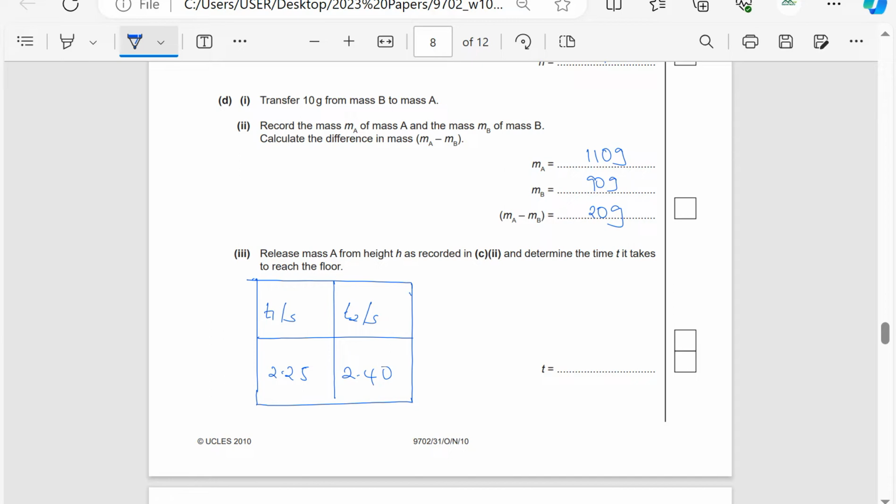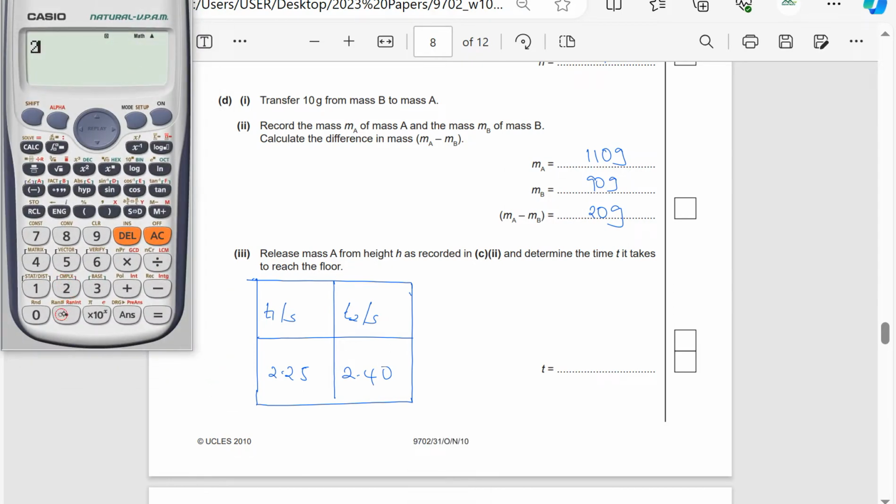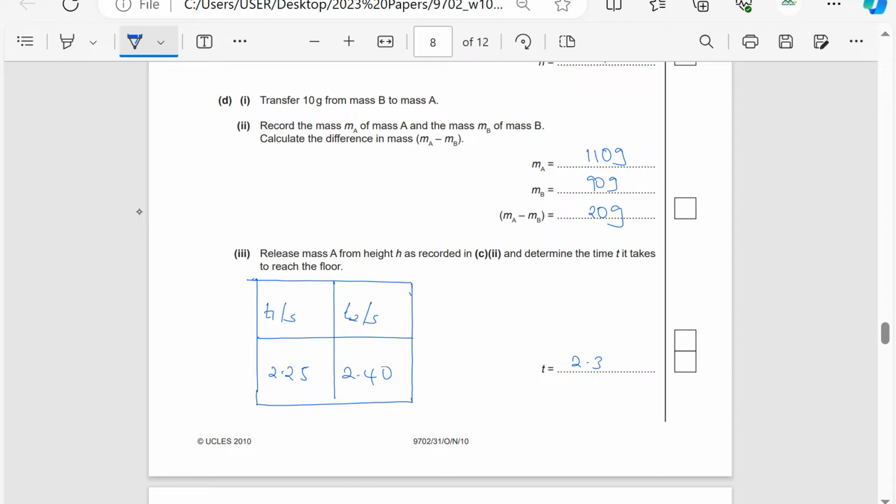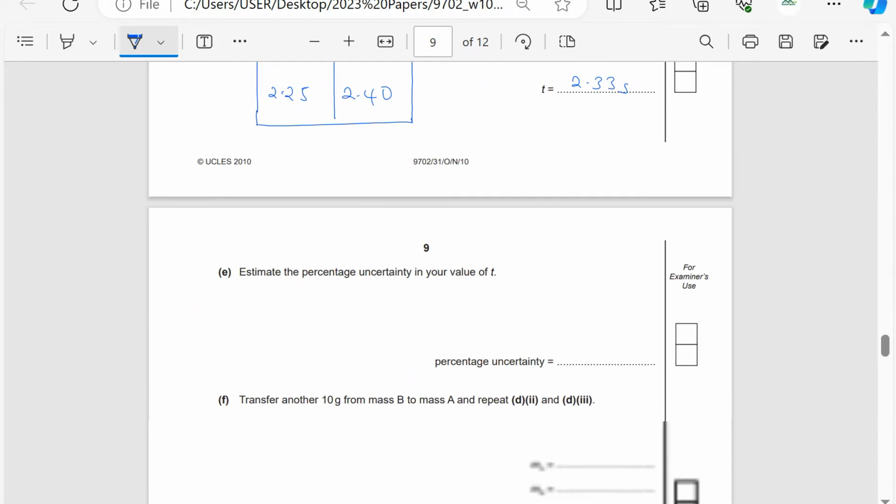So the average value, she calculated the average: 2.25 plus 2.40 divided by 2, and she got 2.325. But because the stopwatch was recording 2 decimal places, she rounded this off to 2.33 in seconds. Of course, that will give you the 2 marks.